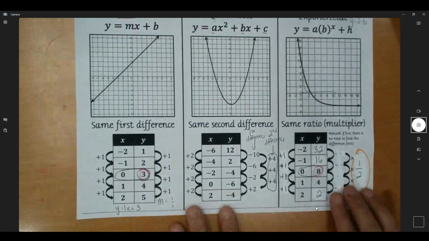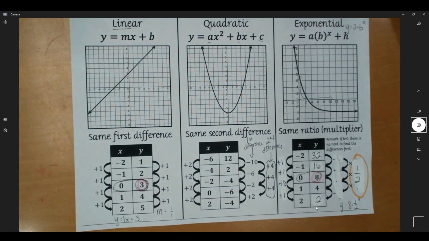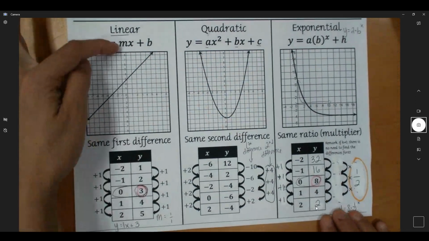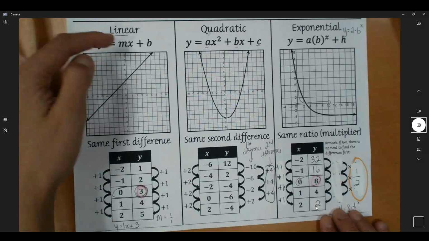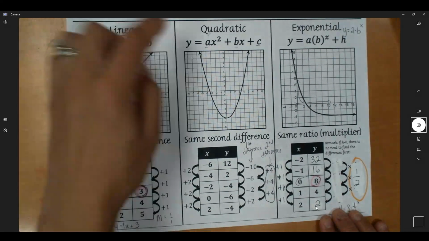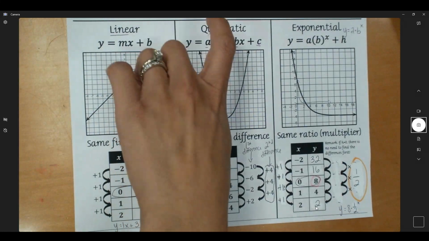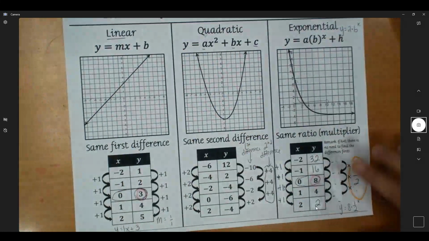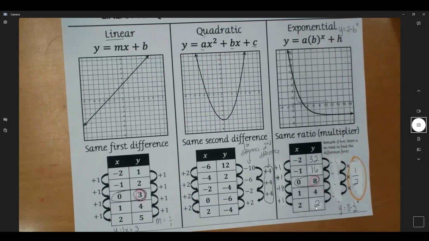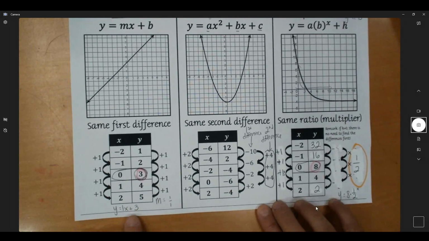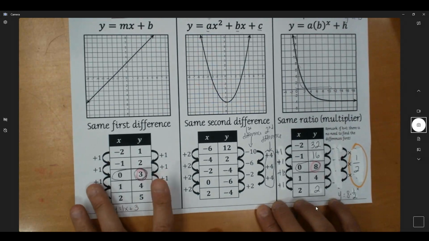Okay, so when you are trying to tell the difference between these, remember linear is a line, and it doesn't have any exponent. Quadratic has an exponent of 2. That's how you know it's going to be a parabola. And then exponential has an exponent of x. And then our tables, these have to have patterns.